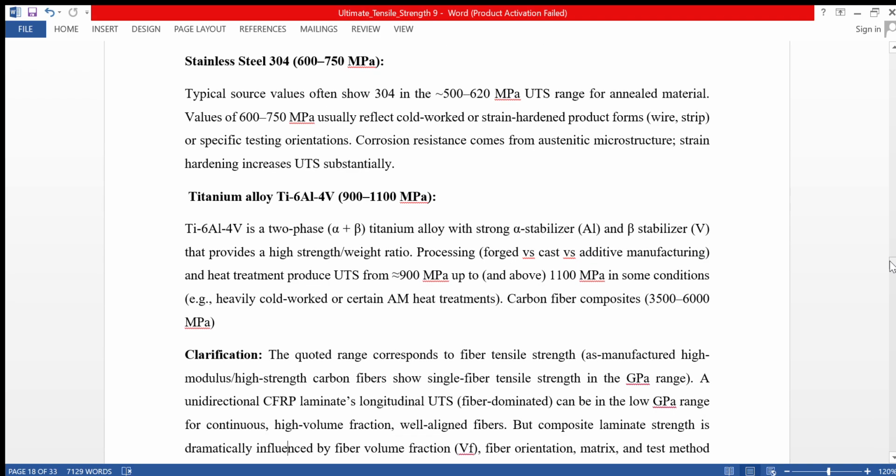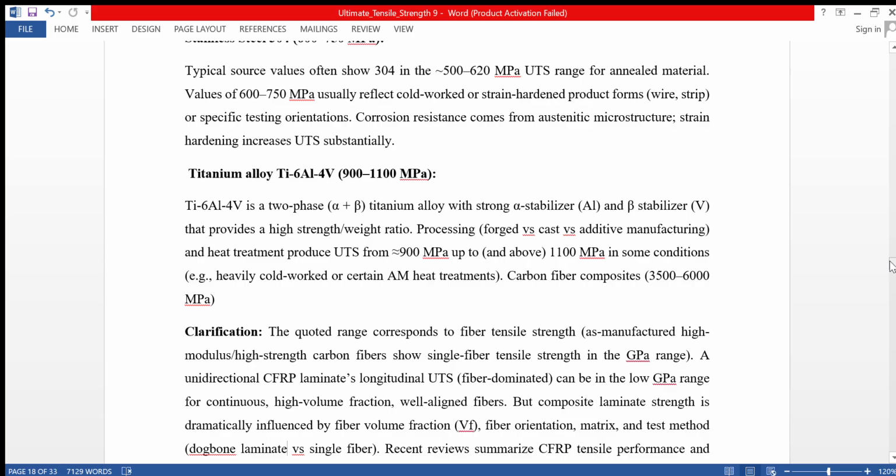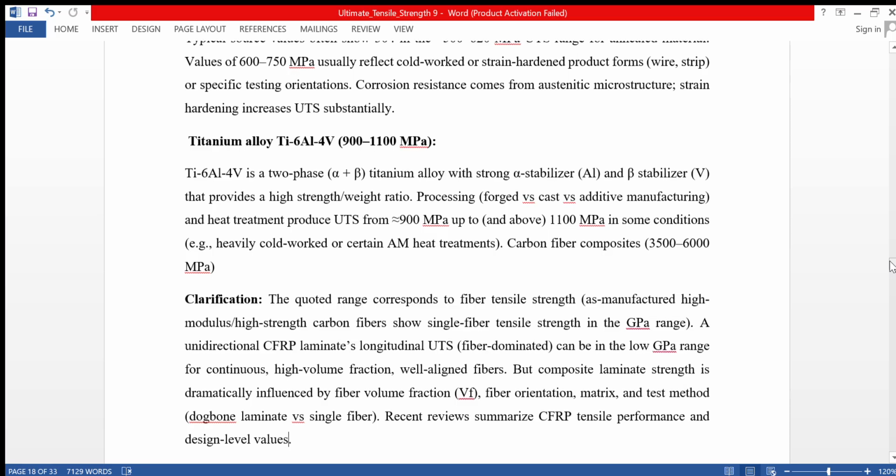A unidirectional CFRP laminate's longitudinal UTS can be in the low GPa range for continuous, high volume fraction, well aligned fiber, but composite laminate strength is dramatically influenced by fiber volume fraction, fiber orientation, matrix, and test method. Recent reviews summarize CFRP tensile performance and design level values.